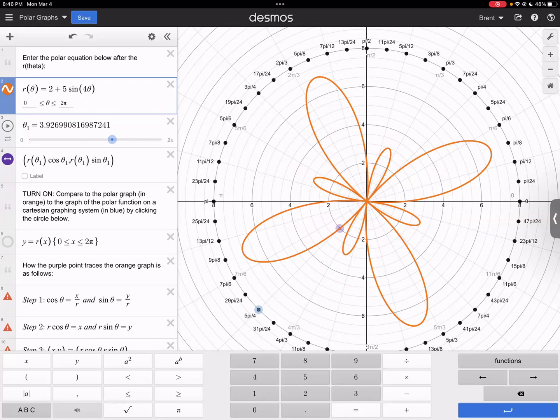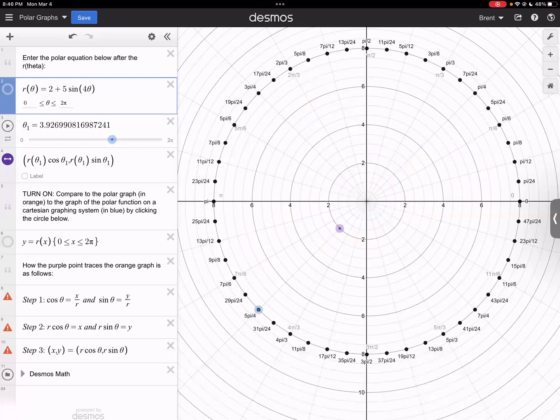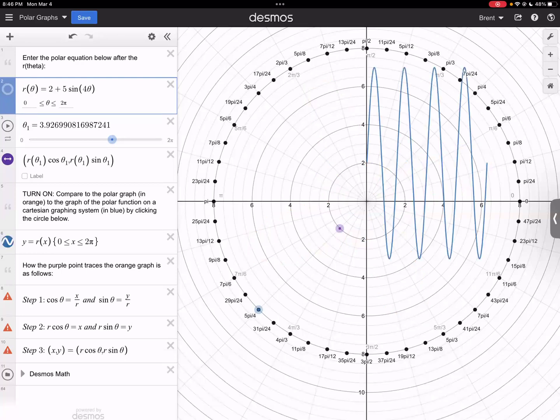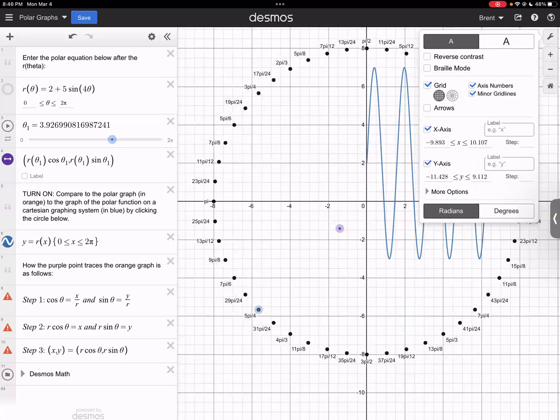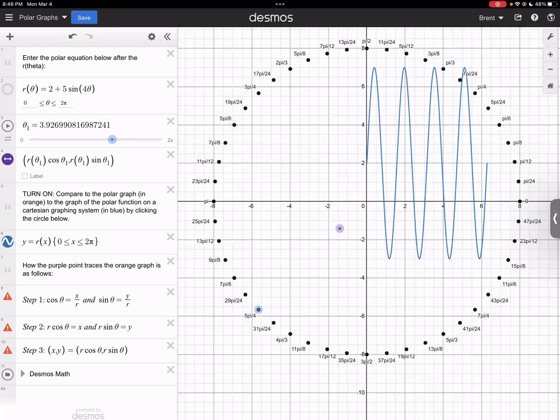Okay, do you see how, if you have this equation, 2 plus 5 sine 4 theta, notice it doesn't look like 8 even petals anymore. Now let's talk about why. Turn off the orange and turn on the blue. Now, why is it that we don't have evenly spaced petals? Well, because we have a vertical shift now. The midline has been shifted up 2 units. So you can ask yourself, how many maximums do we have?